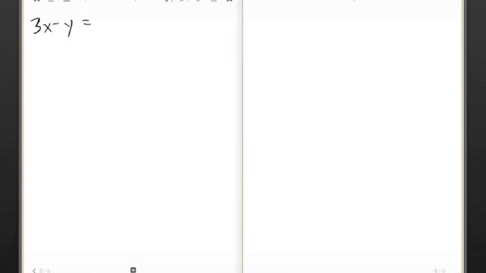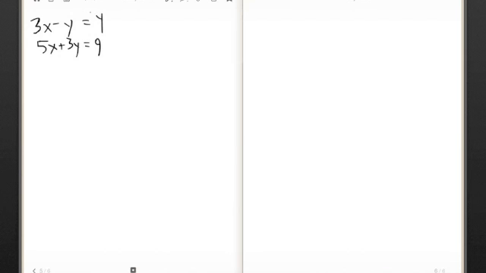3x minus y equals 4, and 5x plus 3y equals 9. So to decide which equation to use here, you see that we already have a coefficient of 1, well actually negative 1 including the minus here. But that means we don't have to do any dividing to solve for y. So let's solve for y in this first equation because we can do this quick.